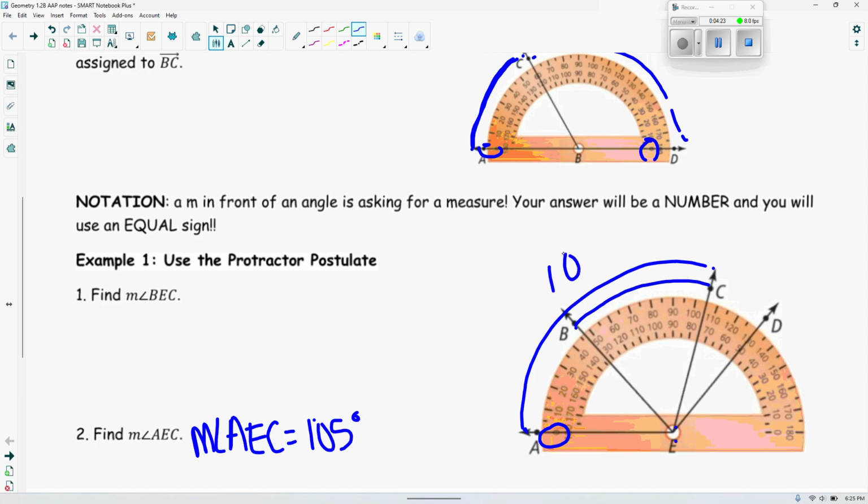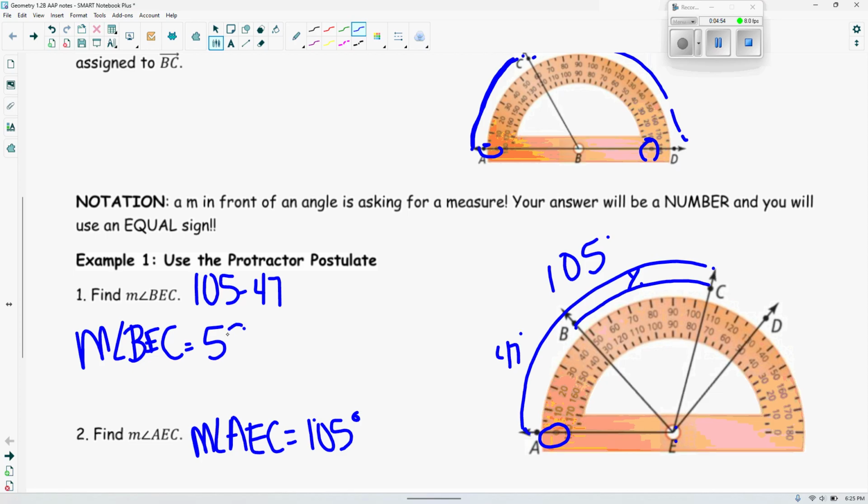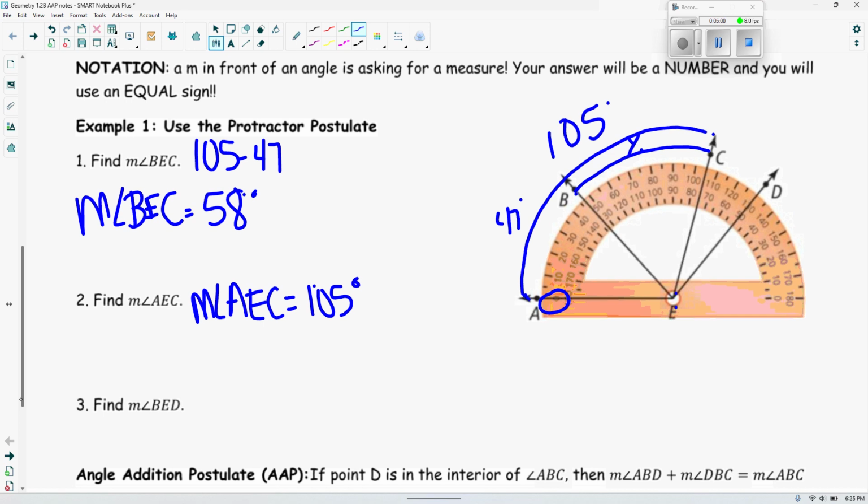Now if I know that this whole thing is 105, I can look at A to B. A to B looks to be about 47 degrees, because there's 45, and it looks maybe 2 past. And so this area, B to C, would be 105 minus 47. So I could say the measure of angle BEC is equal to 58 degrees.